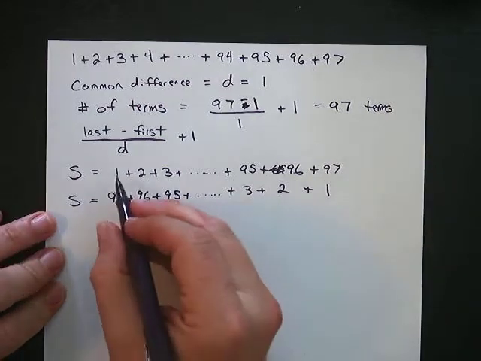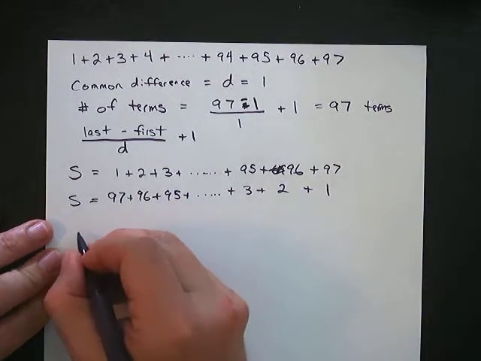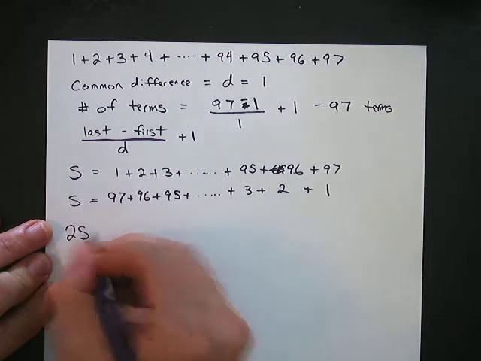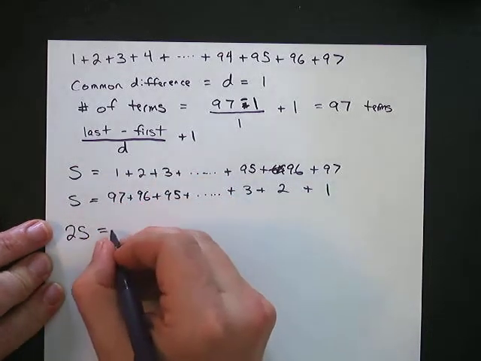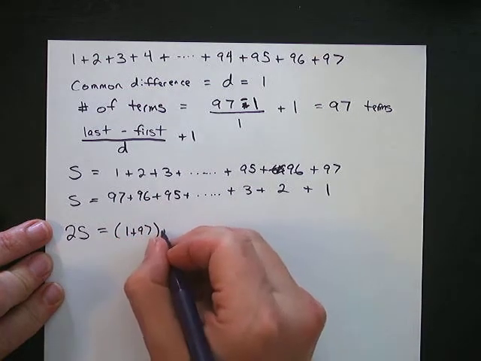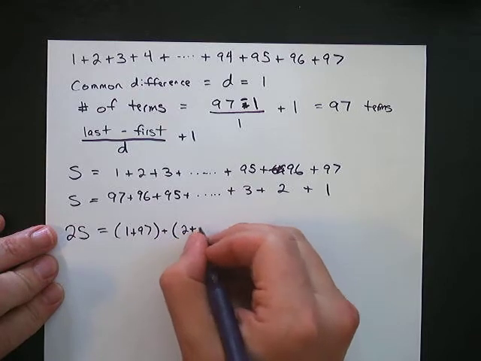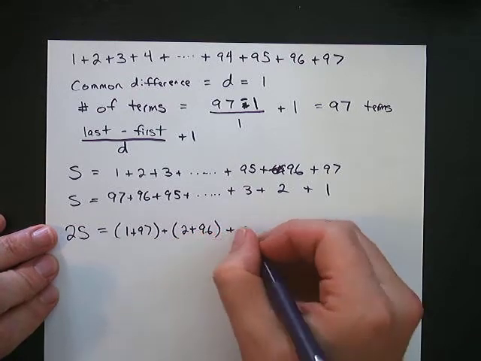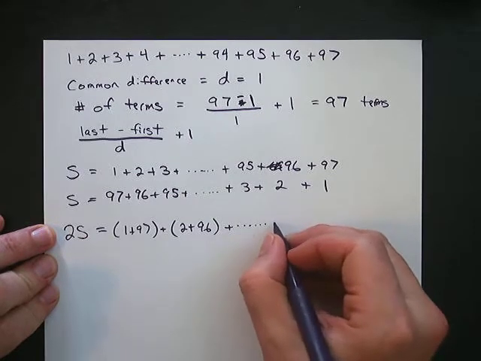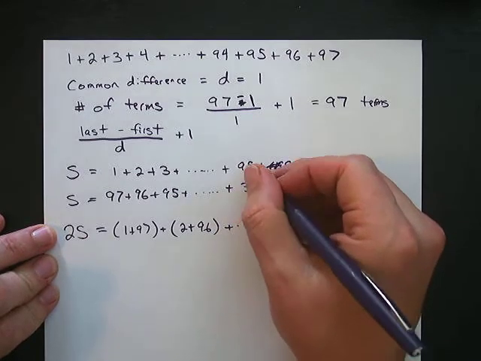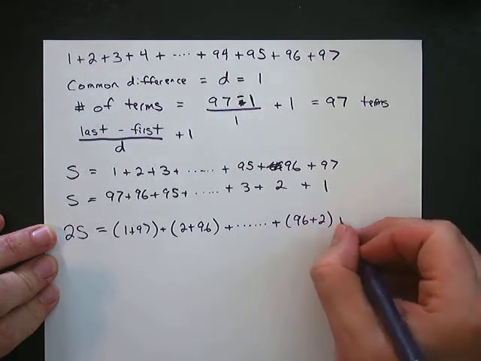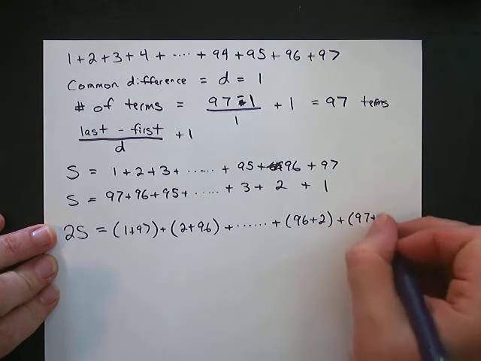Now if I pair those like this, I'll have two S's. So I'll add these straight down. I'll say I have 2 of the S's now, and I'll add each term together. So I'll have 1 plus 97, plus 2 plus 96, plus 3 plus 95, and I want to write that because I'm running out of room, plus 95 plus 3, plus 96 plus 2, plus 97 plus 1.